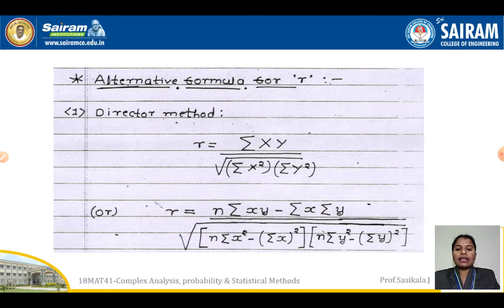Now the alternate formula, which is the direct method. r equals summation XY divided by the square root of summation X squared into summation Y squared. Or we can use r equals n into summation xy minus summation x into summation y, divided by the square root of n into summation x squared minus summation x the whole squared, into n into summation y squared minus summation y the whole squared.